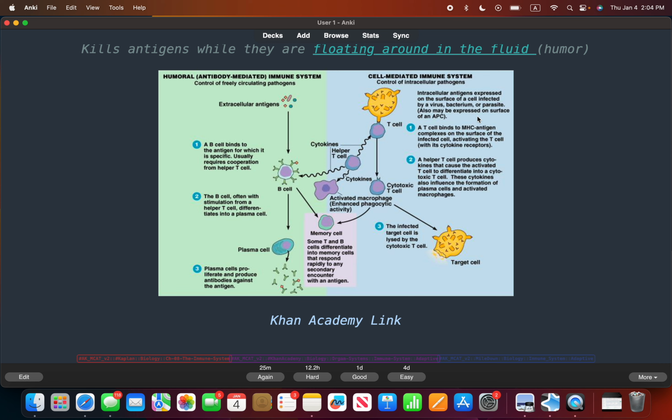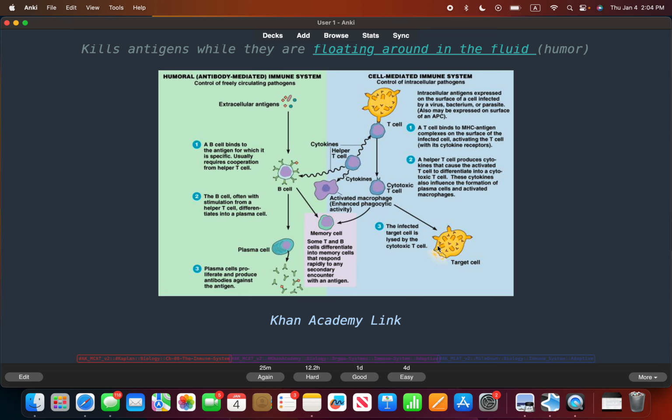So there we have the differences between cell-mediated and humoral antibody-mediated immune system. We will come back to this later. But as you can see, both T cells and B cells share the helper T cell, the cytokines. The cytotoxic T cell attacks the target cell, and the infected target cell is lysed by cytotoxic T cell.